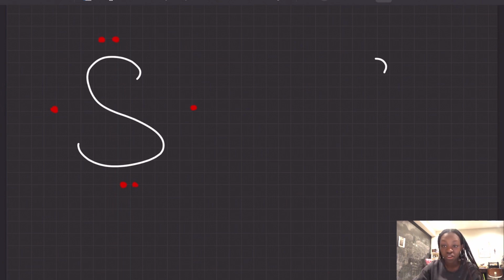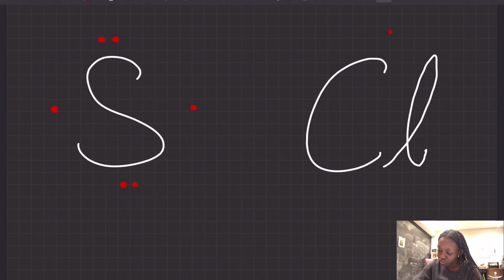So let me draw the Lewis structure for chlorine really quick. 1, 2, 3, 4, 5, 6, 7. Let's go with that. Right. So here is a good place to initiate a bond. This bond allows sulfur to share an additional electron with chlorine, and it allows chlorine to share an additional electron with sulfur.